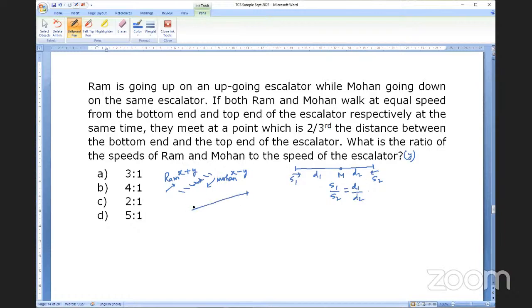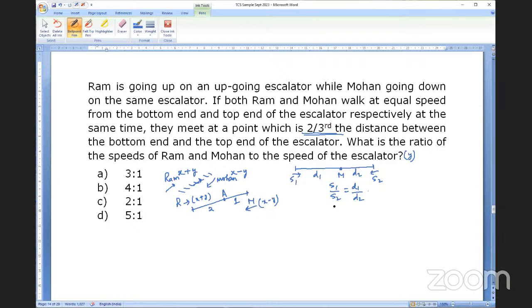This is an escalator. Ram is going upward with the speed of x plus y, and Mohan is coming down with the speed of x minus y. They meet at some point A. According to the question, they meet at a point which is two-thirds the distance between the bottom end and the top end. That means from the bottom, this distance RA is two-thirds of the total. That means I can take this as two parts and AM as one part. This is the distance ratio.